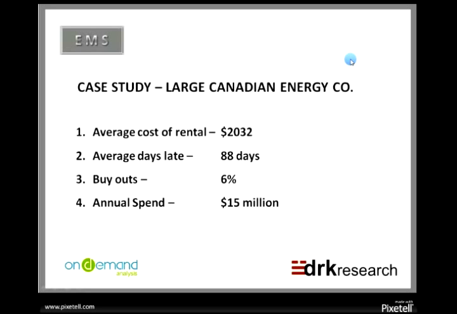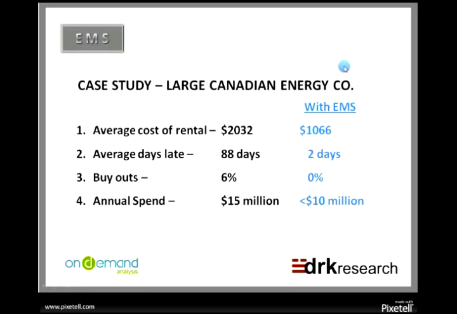After EMS was put into operation, approximately 1 year of use, the average cost of rental was $1,066, virtually cut in half. The average days late dropped from 88 to 2. There were virtually no buyouts required, and the annual spend dropped by more than 1/3. This is just one example of how effective EMS can be in reducing the hidden costs of construction equipment rental. Now, let's take a look at EMS in action.